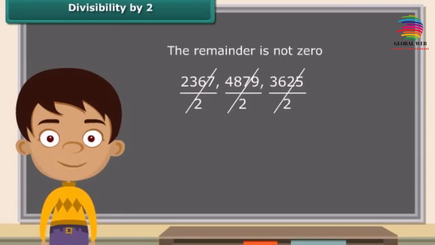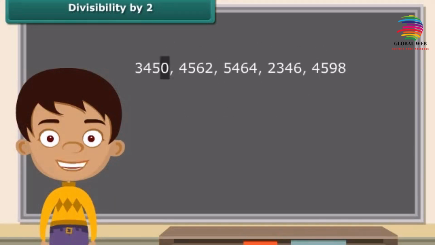Therefore, he concludes that a number is divisible by 2 if it has the digit 0, 2, 4, 6 or 8 in its ones place.